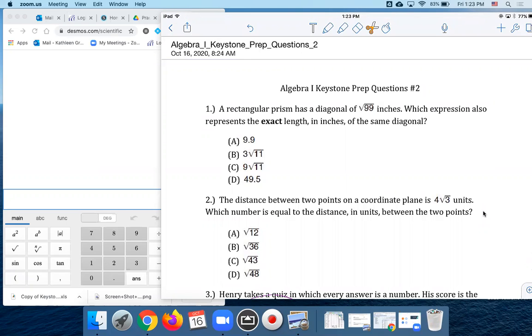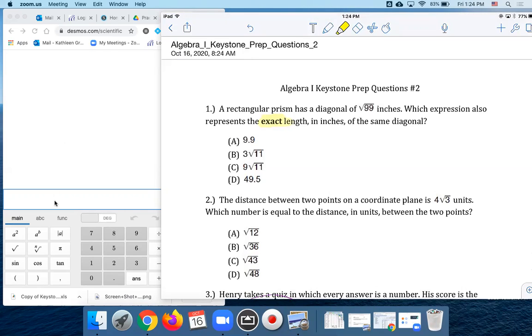So for problem one, you have a rectangular prism that has a diagonal of square root of 99 inches. Which expression also represents the exact length in inches of the same diagonal? So the key word is exact. And I did mention this today in class, but some people still got it wrong. So I thought it was worth going over because maybe you weren't listening.